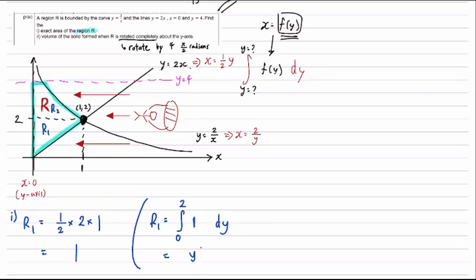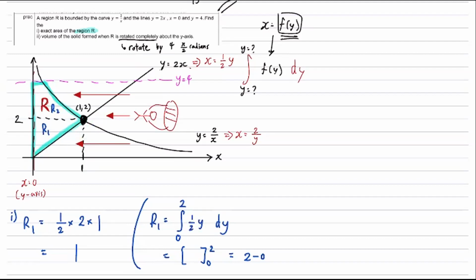Integrate, you get y, square bracket, 0, 2. This is equal to 2 minus 0. Did I do something wrongly? Oh, sorry, this is not x equal to 1. The top function is x equal half y. So let me try again. This should be a half y.